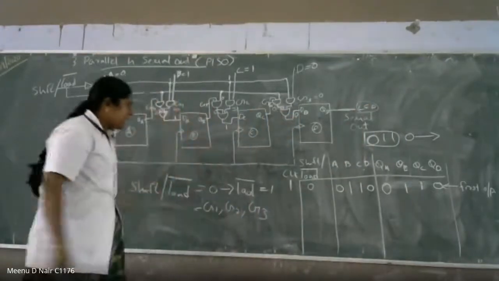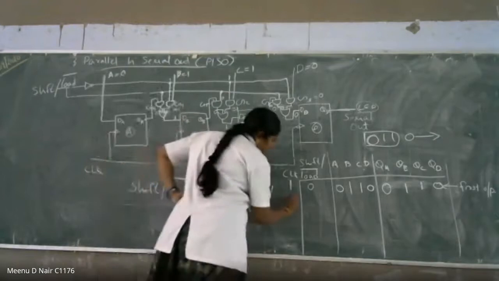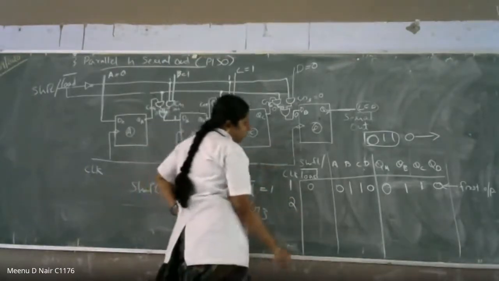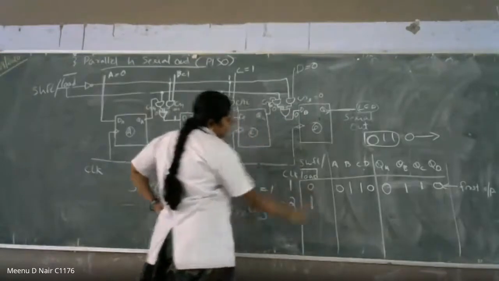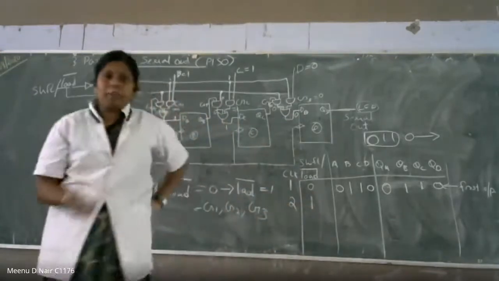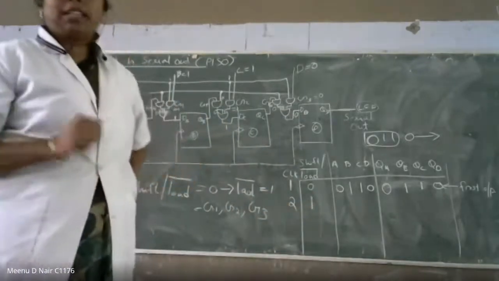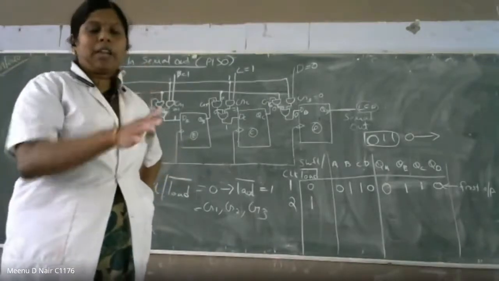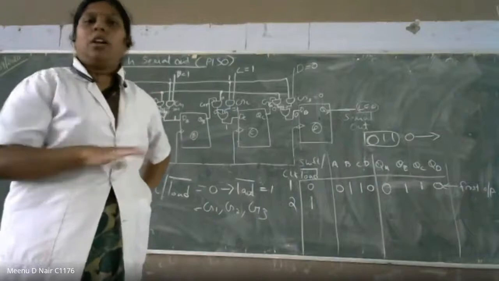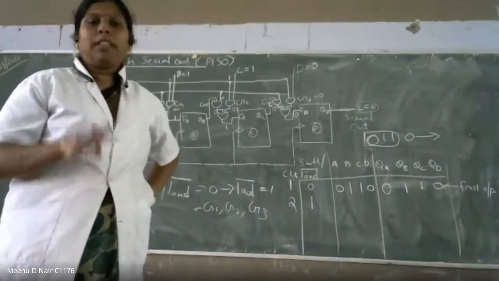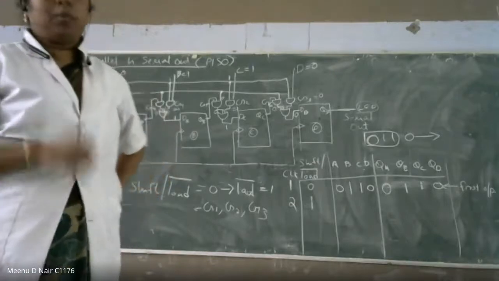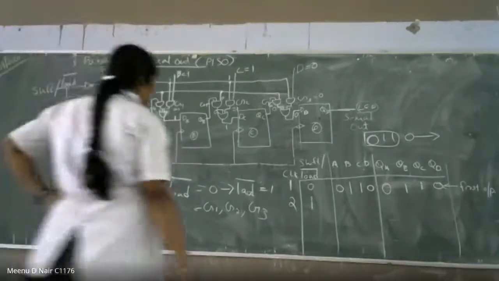Then what is next? After this, you are supposed to give the second clock pulse, but make sure that your shift is equal to 1. Now you are going to apply the shift operation. The load operation is over. You were loaded into the flip-flops with whatever input you had. Now you have to shift the output.